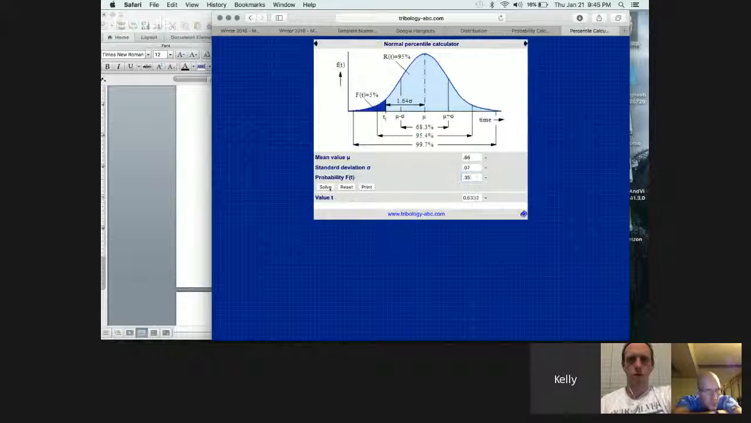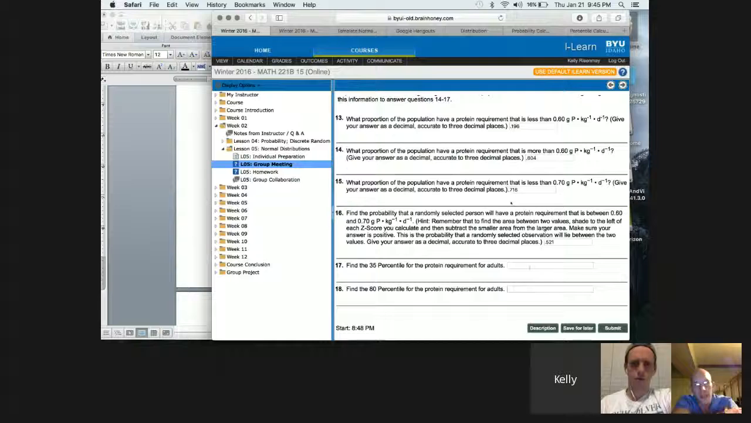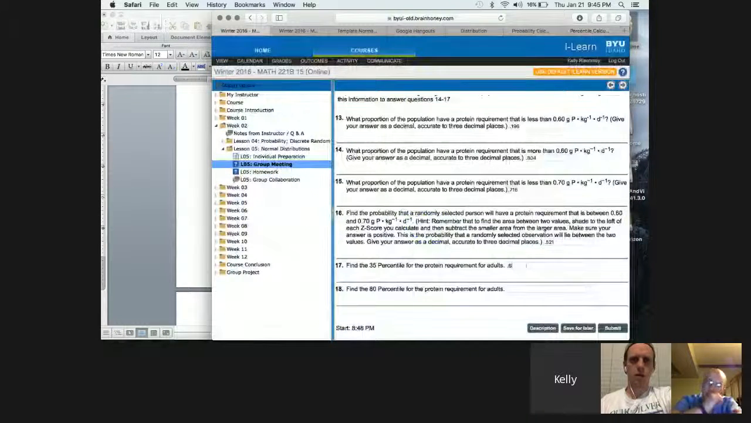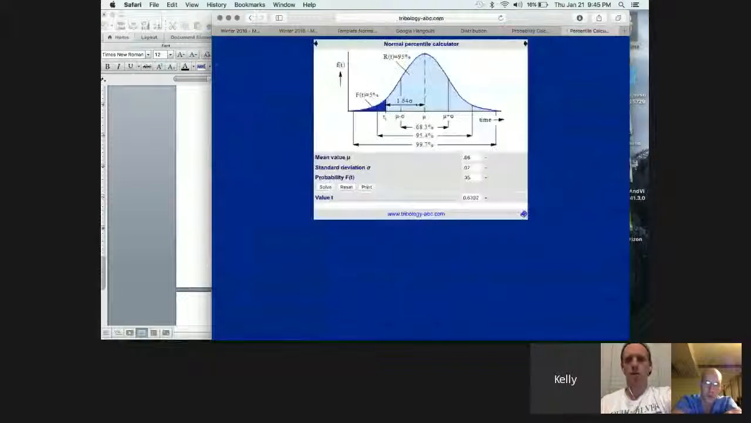0.35. 0.6332. How many decimals should we put? It doesn't specify. It's probably the same as everything else, just the 3 decimals. So 0.633. All right, and then it says for 18, it's the 80th percentile. Okay. 0.8. 0.719.